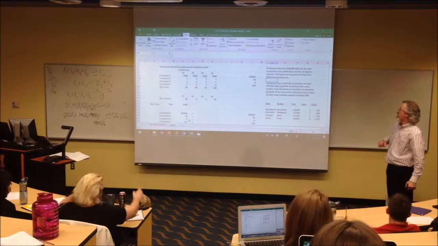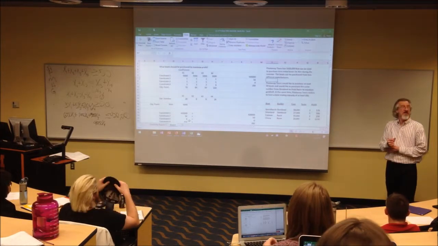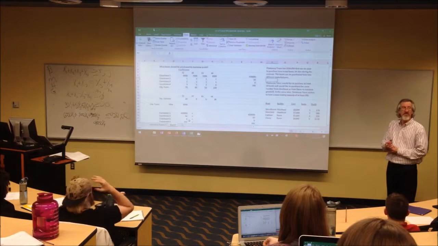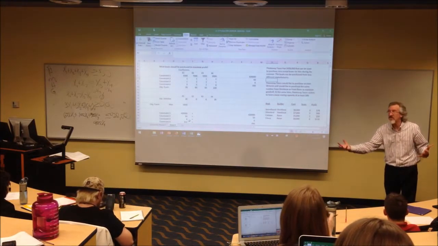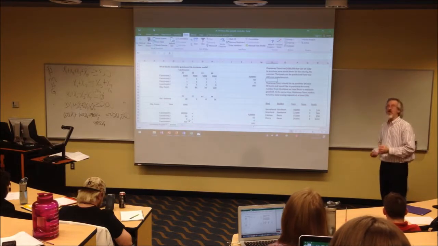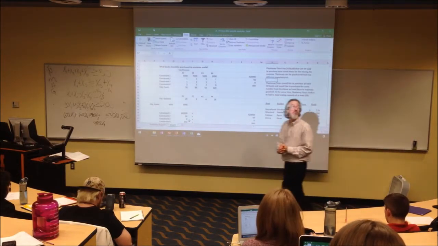And how much profit will we make? What's the most amount of profit we can make off this combination? 5,040 a day. This is your average daily profit. If you rent all these boats out in one day, it would be $5,040.